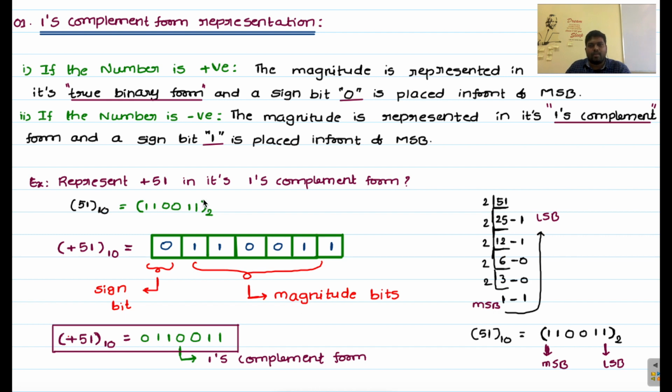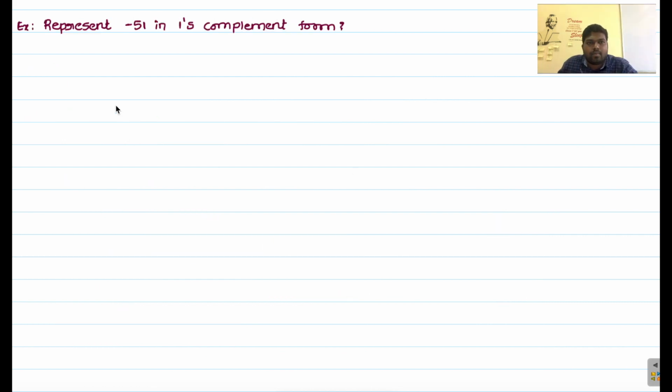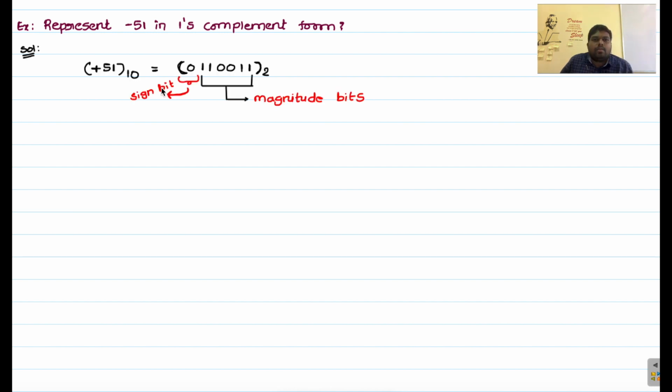Next we will go for the minus 51 representation. In the next example, represent minus 51 in its ones complement form. We already know the ones complement form of plus 51, so first you take that one. This is plus 51 base 10, and this is its ones complement representation. The first bit indicates the sign bit and the rest of the bits indicate the magnitude bits. Now take minus 51 base 10. For the ones complement of this minus 51, first you take the ones complement of plus 51.